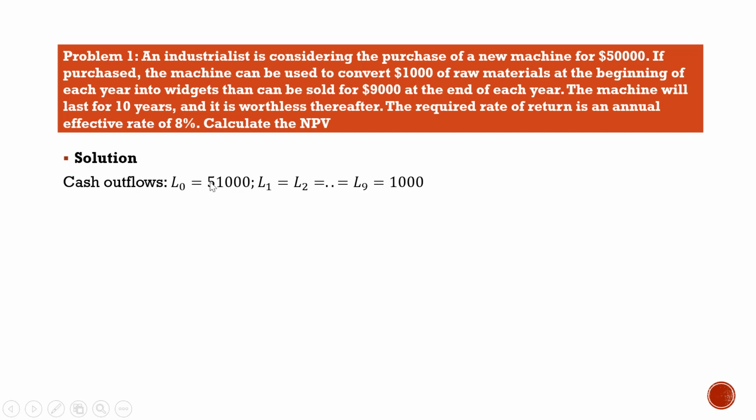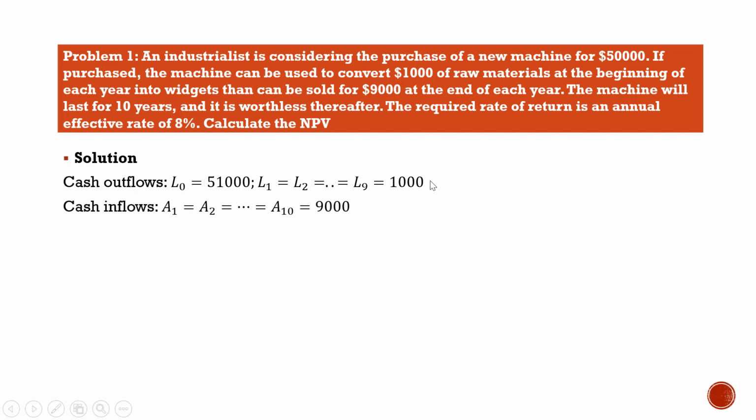The cash outflow is $51,000. This is $51,000, not $50,000, because we pay $50,000 for the machine and $1,000 for the raw materials. So L0 is 51,000. Then from the beginning of the second year until the beginning of year 10, we pay $1,000 for raw material. So L1 is equal to L2 is equal to L9, and this is $1,000.